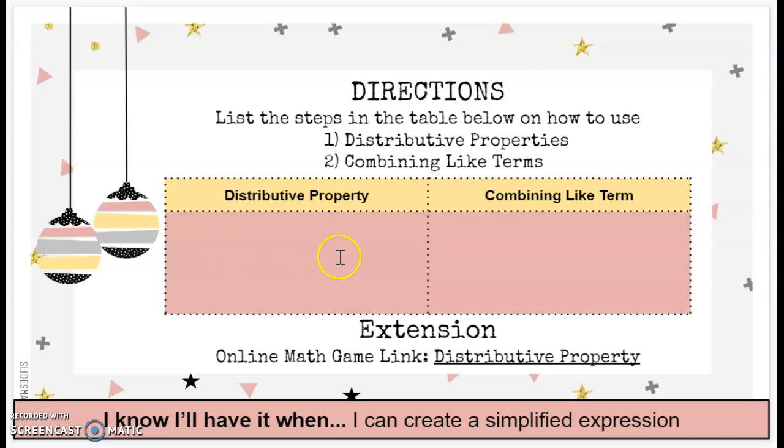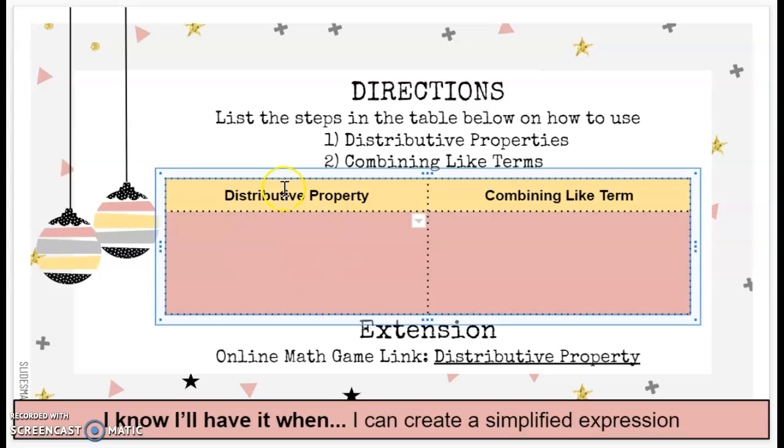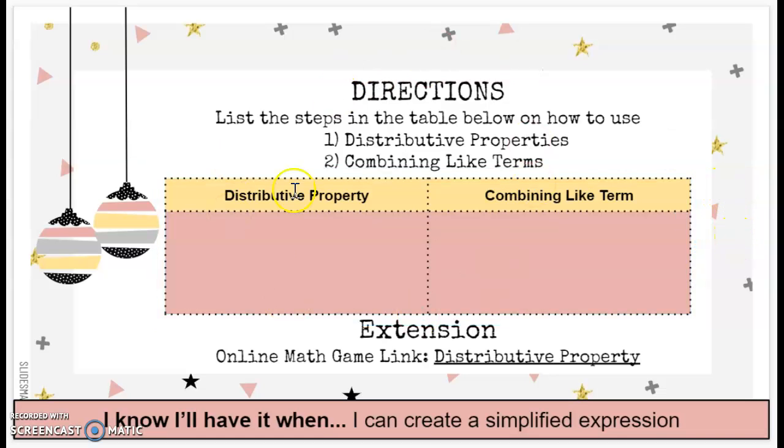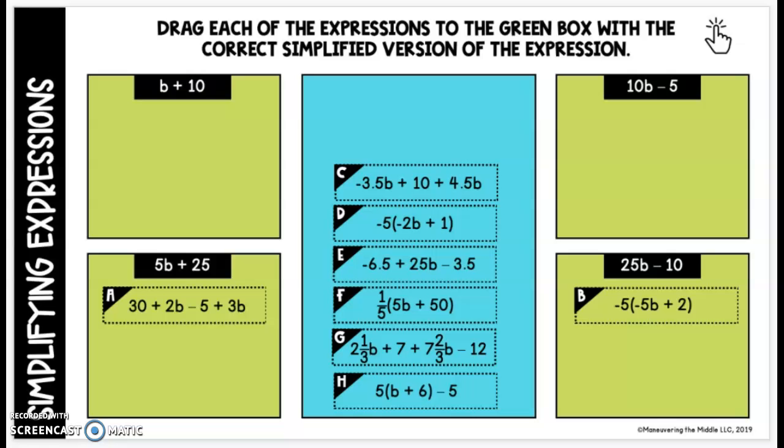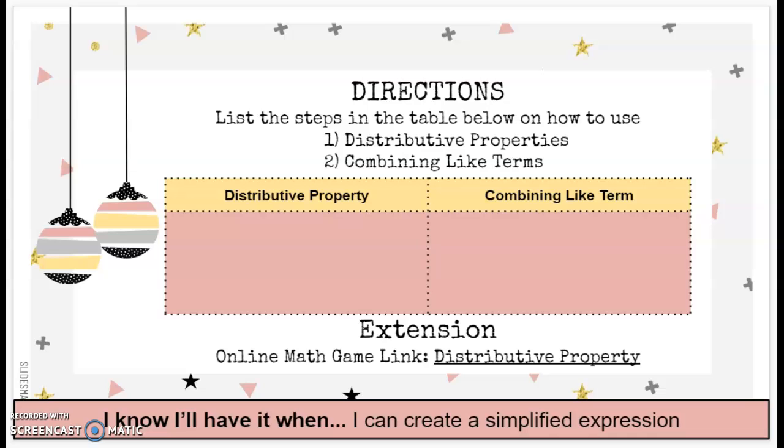The next thing is you need to type in the directions for distributive property. What do you do to do distributive property? How do you do it? Combining like terms. What are the steps to combining like terms? How do you know what terms to combine? And once you're done with all of that, so this will be the other slide I'll be grading. So I'm grading this slide and I'm grading this slide. So they both need to be filled out.